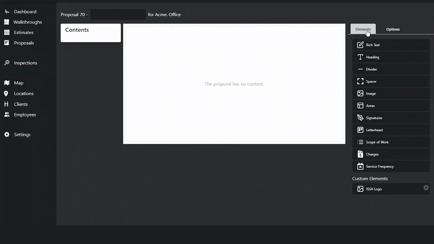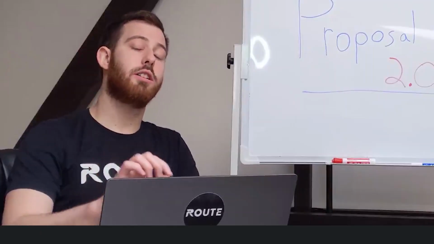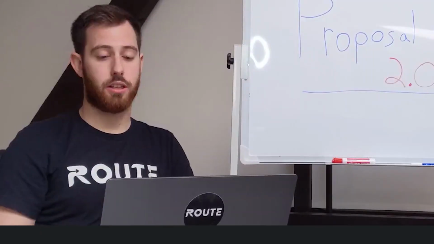The reason for that is on the far right hand side, you can see all these elements which are options that you can include in your proposal. Furthermore, you get to customize every one of these elements that you see.